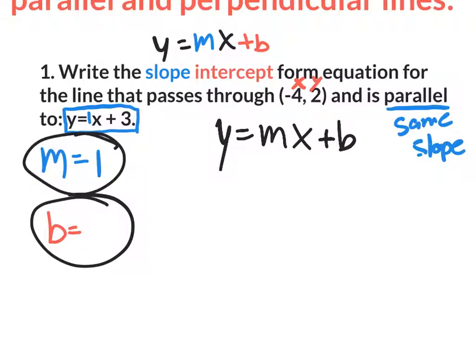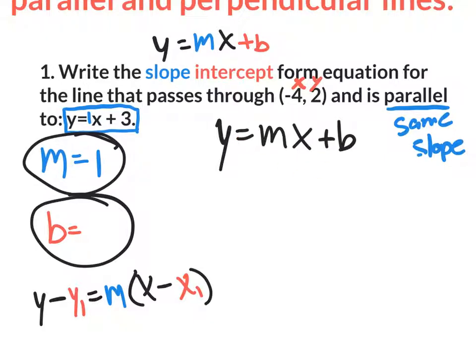Or if I wanted to, I could use the point slope form, y minus y1 equals m parenthesis x minus x1. You could also use point slope. It's up to you. Whatever you feel more comfortable with, go for it. If you don't like point slope, then go ahead and stick to y equals mx plus b.